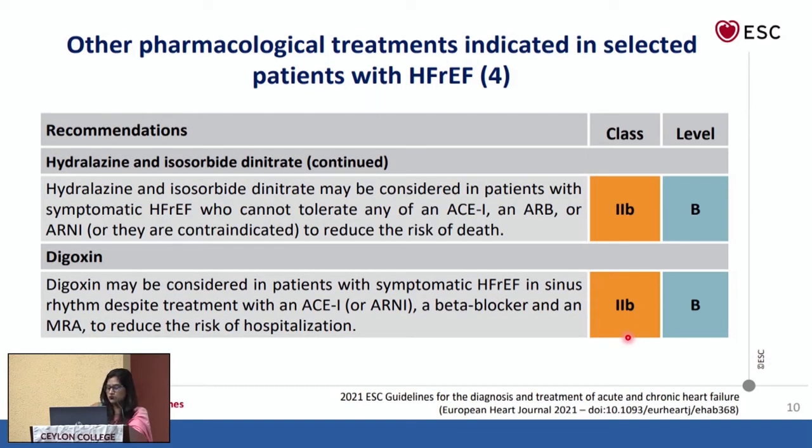And when it comes to digoxin, we have been using this drug over many years, but the DIG trial showed neutral effects on overall mortality. So digoxin may be considered in patients with symptomatic heart failure with reduced ejection fraction in sinus rhythm despite treatment with ACE inhibitors, a beta blocker, and an MRA, to reduce the risk of hospitalization. But anyway, it is also used in symptomatic heart failure with AF and rapid ventricular rate when other options are limited. So that is the main indication that we are using digoxin for.